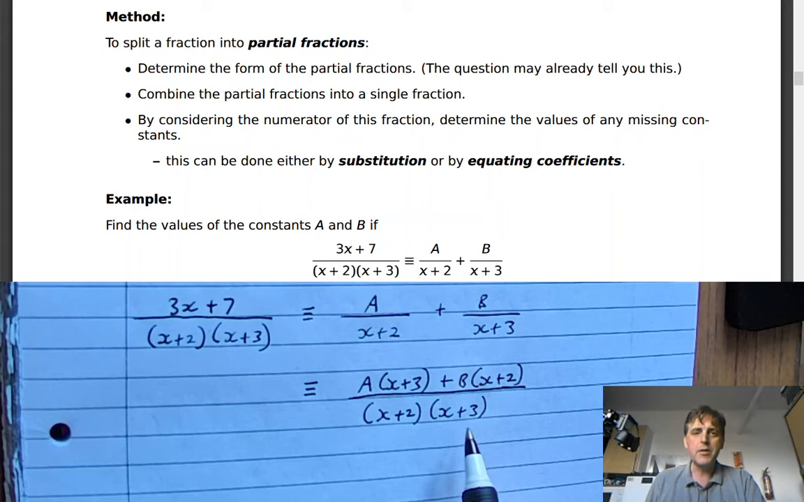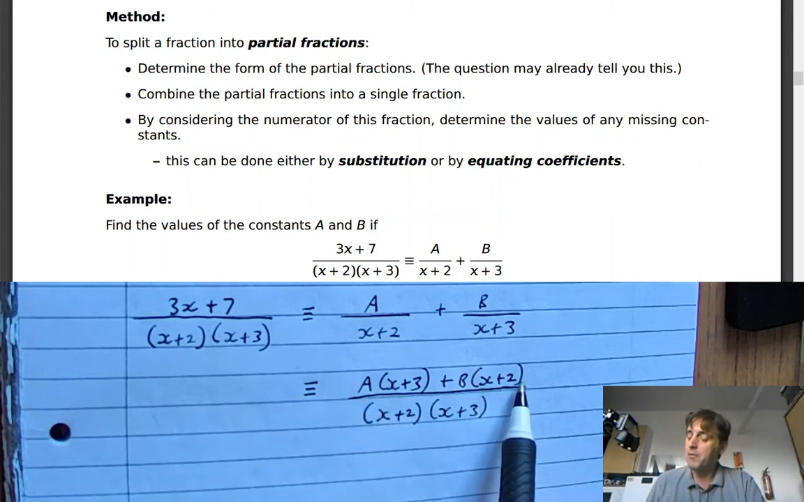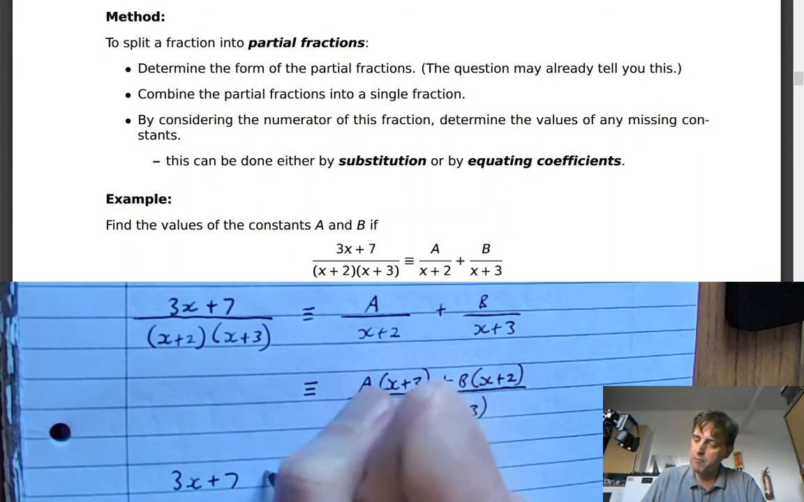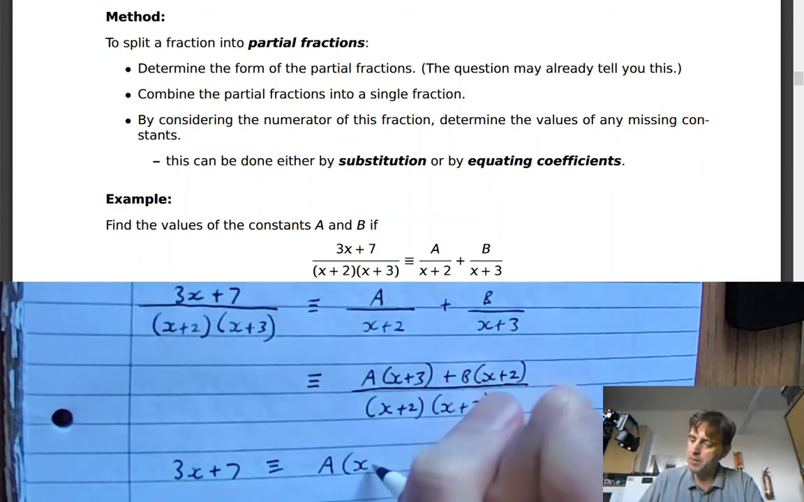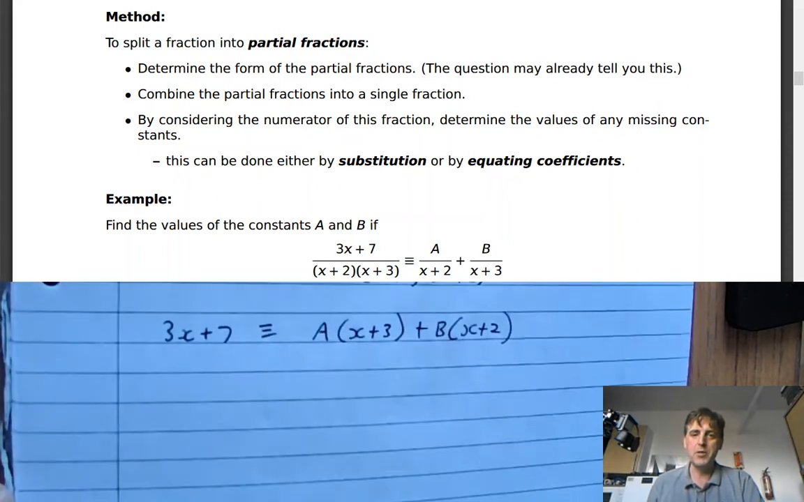Next it says we need to consider the numerator of the fraction to determine the values of any missing constants. So the numerators have got to match up here. The 3x plus 7 and this expression here has to be the same. And the reason for that is because we've got the denominators to match up, we need to get the numerators to match up as well. So what that means is we're going to have to find the values of a and b such that 3x plus 7 is always equal to a times x plus 3 plus b times x plus 2. Okay, following so far? Hope so.